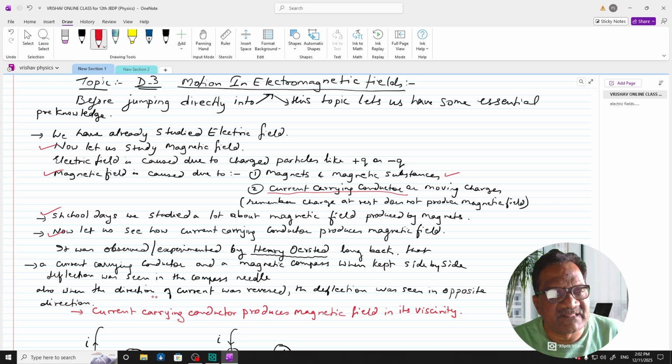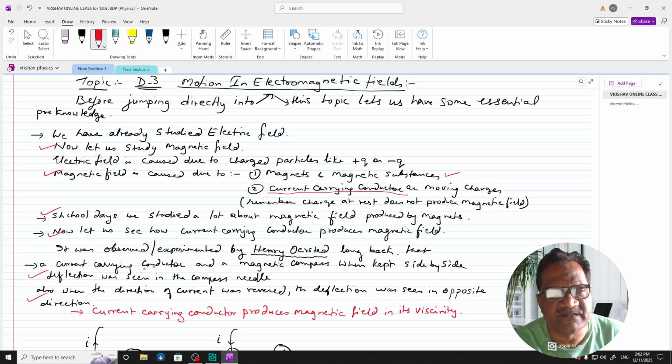Now, when the direction of the current was reversed in the conductor, the deflection was seen to be going in the opposite direction. So these were the two main observations seen by Henry Oersted in his experiments.